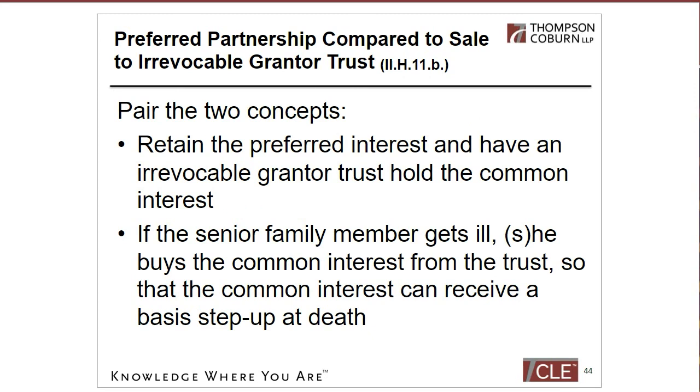Okay, so what you'd want to do is to pair the concepts. You retain the preferred interest, and maybe you have the irrevocable grantor trust hold the common interest. If the senior family member gets ill, maybe that person will just buy the common interest from the irrevocable grantor trust so the common interest can get a basis step up at death. Ideally, if the settlor doesn't have the cash, the settlor would borrow the money. I'd prefer not to have the settlor give a note to the irrevocable grantor trust because people question whether that note that the trust holds has a basis equal to the principal amount. So I would try to avoid that because people have raised questions about that.